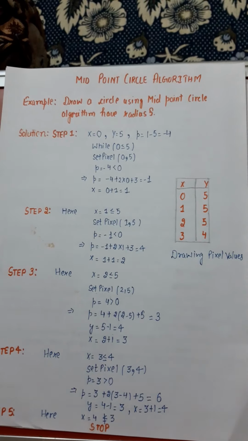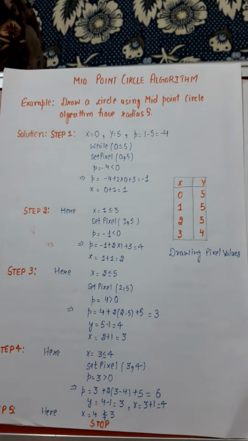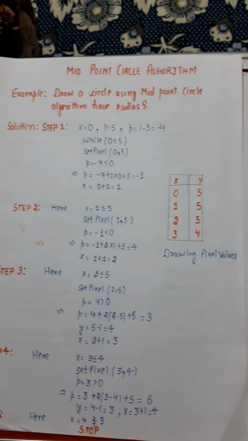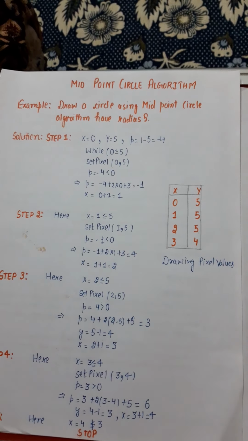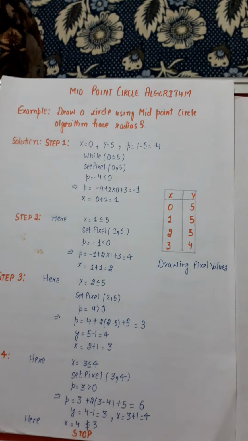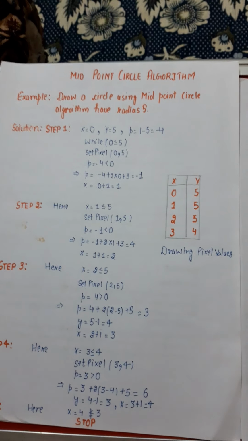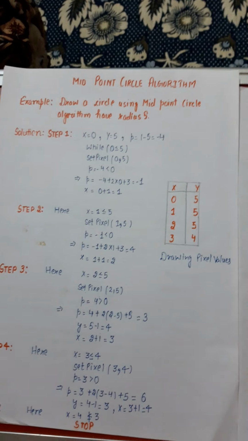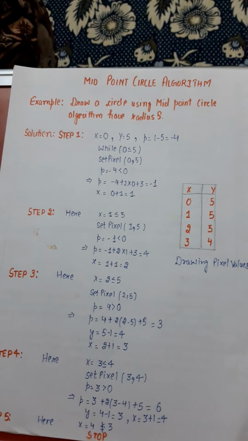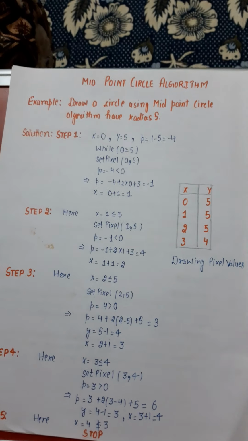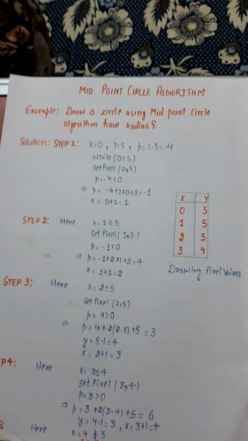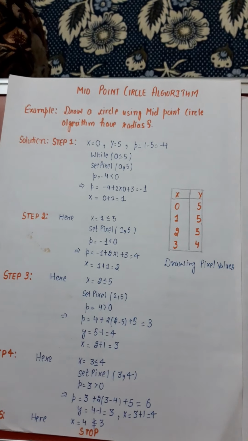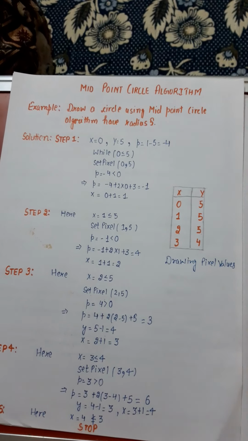Suppose I want to draw a circle using the midpoint circle algorithm having radius 5. According to the algorithm, we set x equals 0 and y equals r, where r is 5 here. Then we calculate the decision parameter, p equals 1 minus r, so it comes out as minus 4. Next we go with the loop while x is less than or equal to y. Here x is 0 and y is 5, and yes, it is true, 0 is less than 5. So we will set the first pixel, x comma y, 0 comma 5.